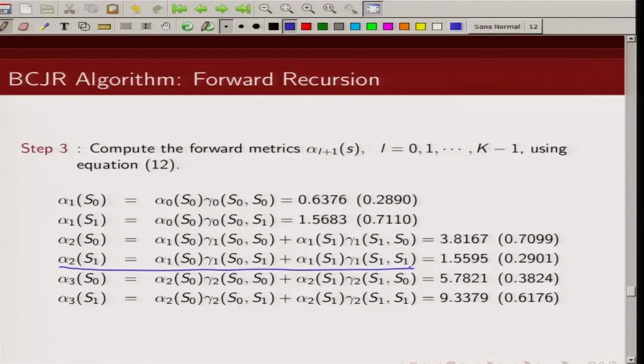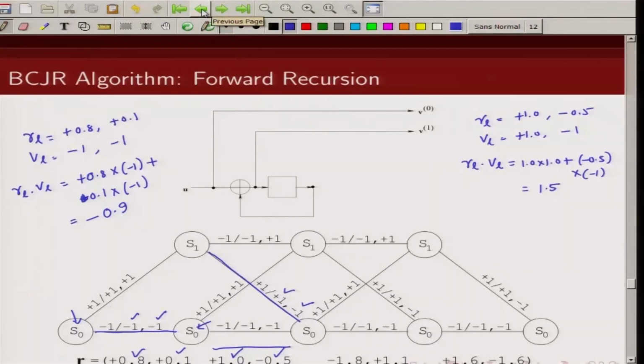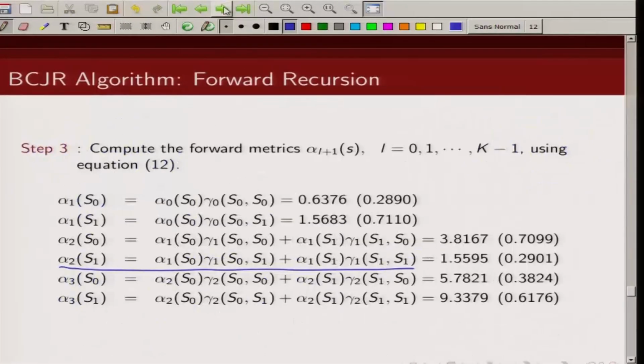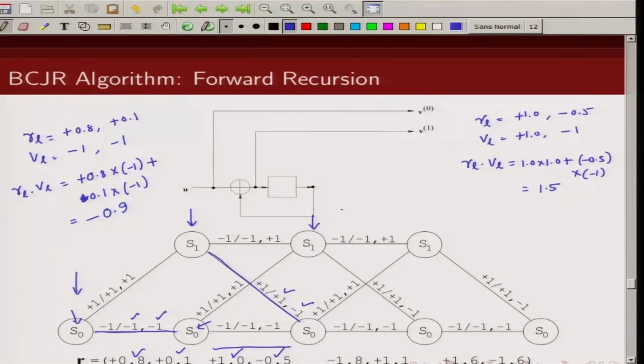Let us just take this example, alpha 2 at state S1. So, this is alpha at 0, alpha at 1, and this is alpha at 2. We are interested to calculate alpha 2 at state S1, so we are interested to calculate the alpha value here. Now, what are the transitions that are ending at this state? One is this, another is this.